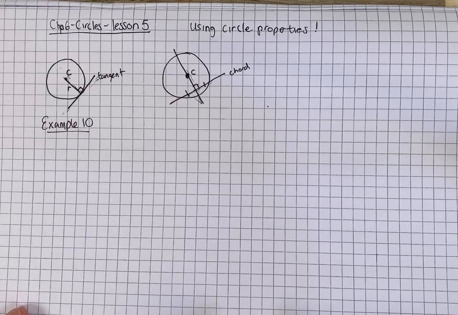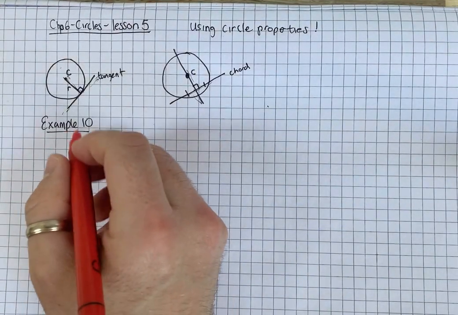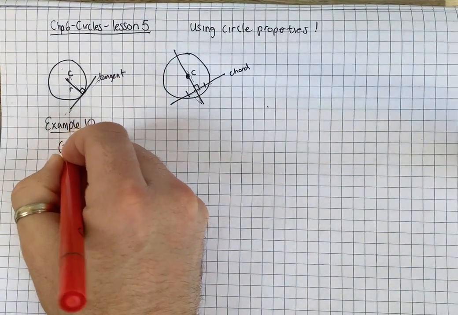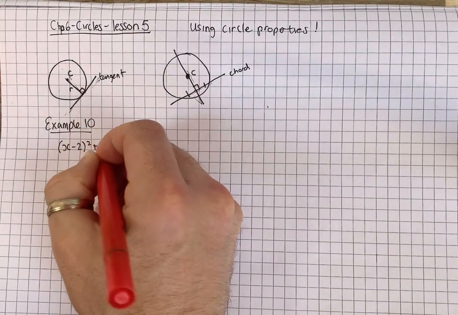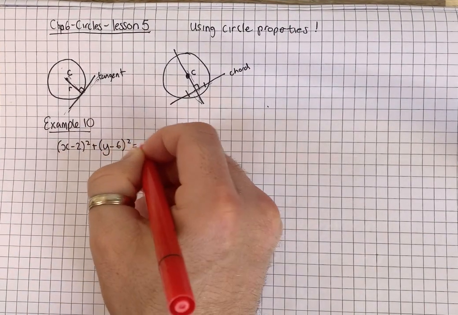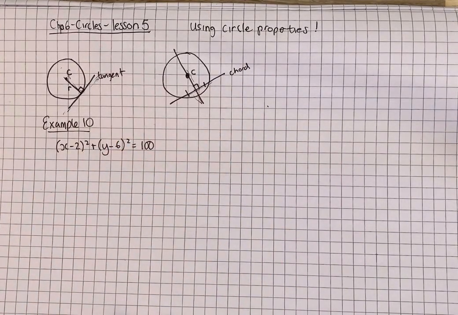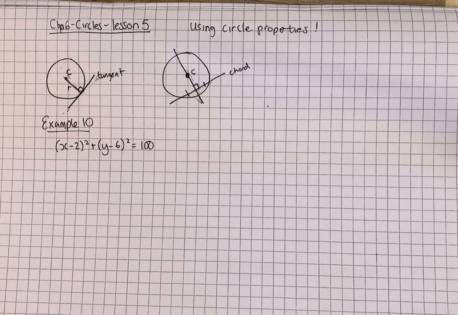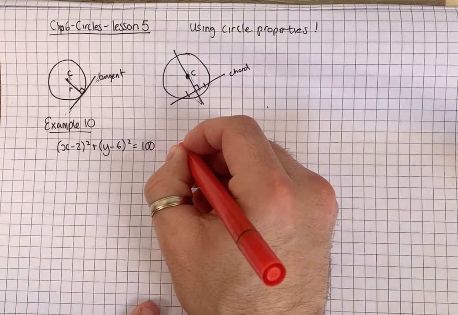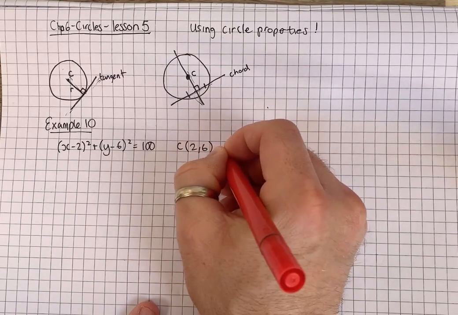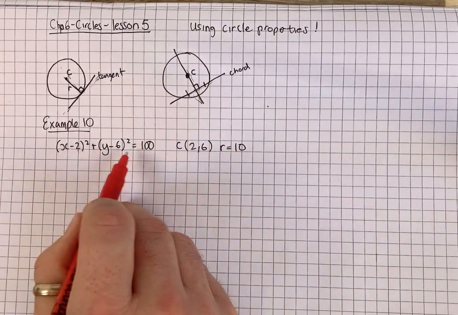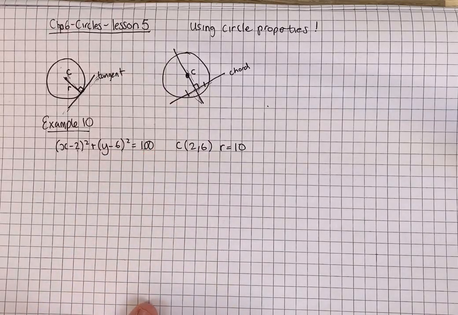So example 10. It says that the circle with equation (x - 2)² + (y - 6)² = 100. We need to show that (10, 0) lies on the circle, and then find an equation of the tangent to the circle at that point (10, 0), and it gives us the particular form to show our answer in. Well, first, if we work out the centre of this circle, it's going to be (2, 6), and it's going to have a radius of 10, because that's a, that's b, r² is 100, so r is 10.